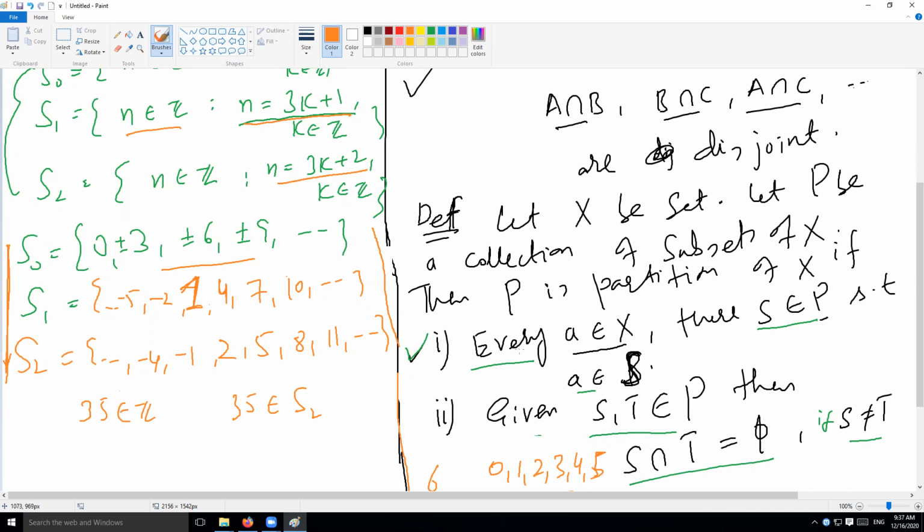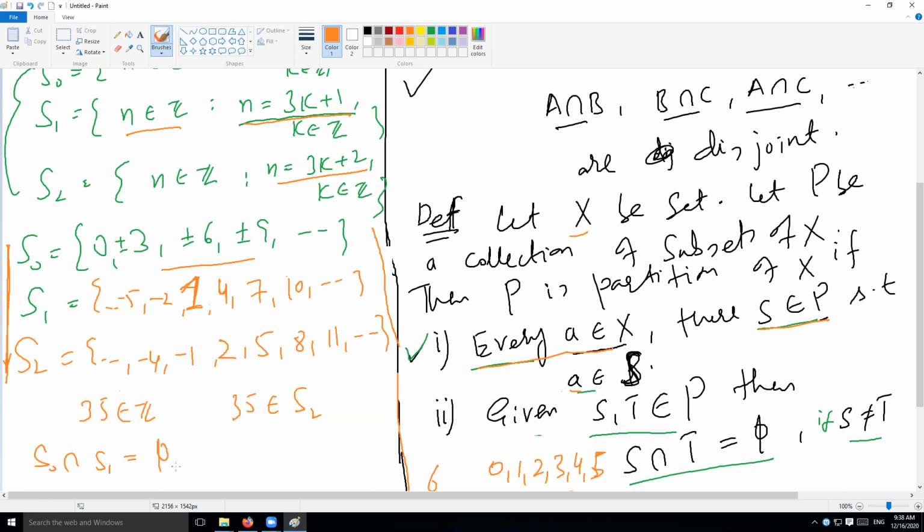And so therefore, this satisfies the first condition actually, that every element of the set X that you want to partition, there is a set inside the partition that contains your element. All right. So no matter what integer you take, that integer is going to be present in one of these sets. And how about their intersection? S0 intersection S1 is what? Can you tell me something common in both?